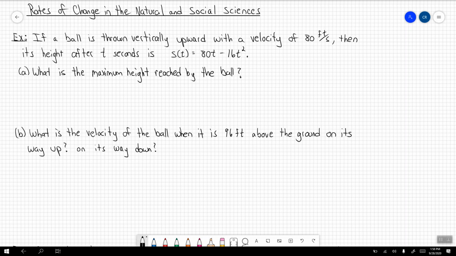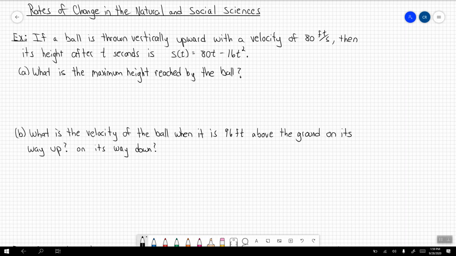To start off, in this example we're looking at this particular case where it says, if a ball is thrown vertically upward with a velocity of 80 feet per second, then its height after t seconds is s of t, which is equal to 80t minus 16t squared. And what we want to know is part A, what is the maximum height reached by the ball?